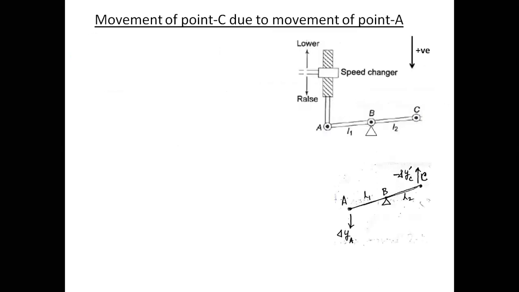In the next part, we are considering the movement of C due to the movement of A only. We have two inputs here, the movement of A and the movement of B, but here we are considering one at a time. So, the movement of C due to the movement of A only.